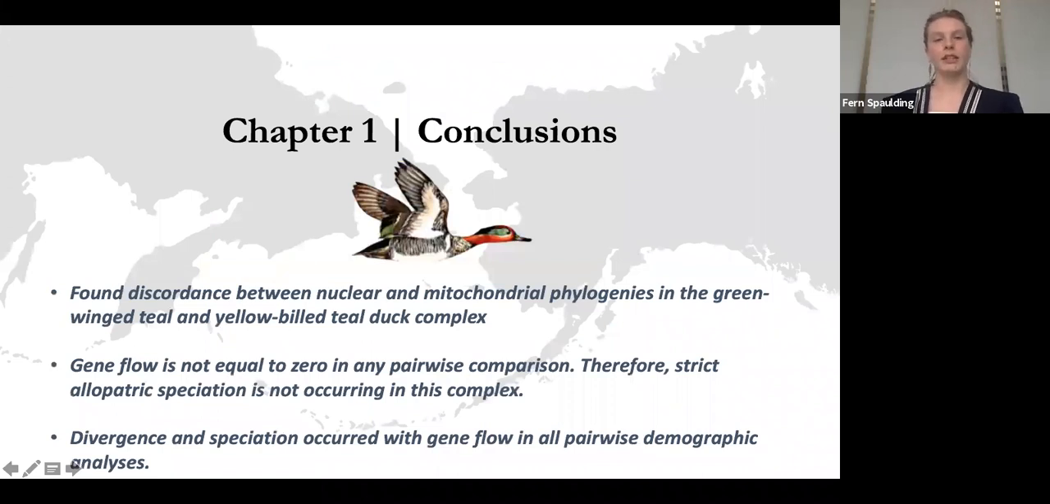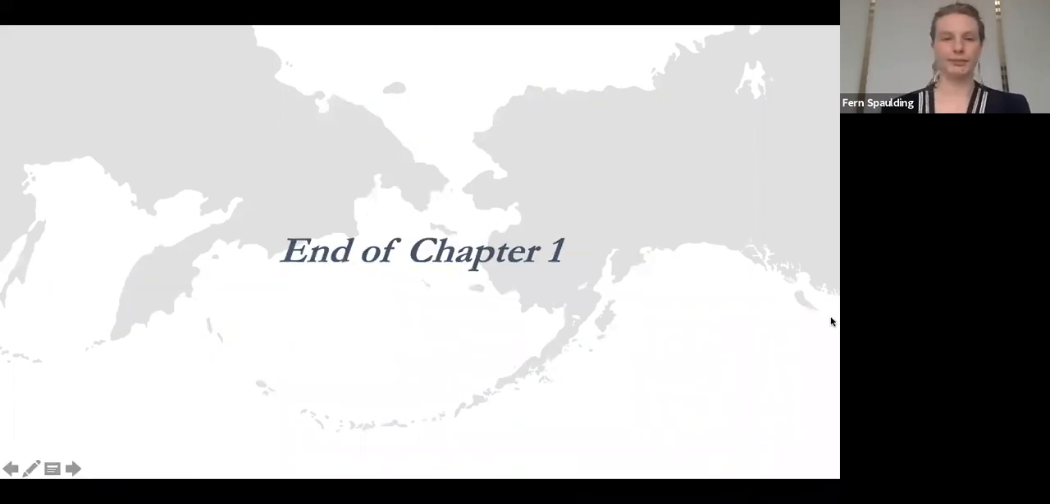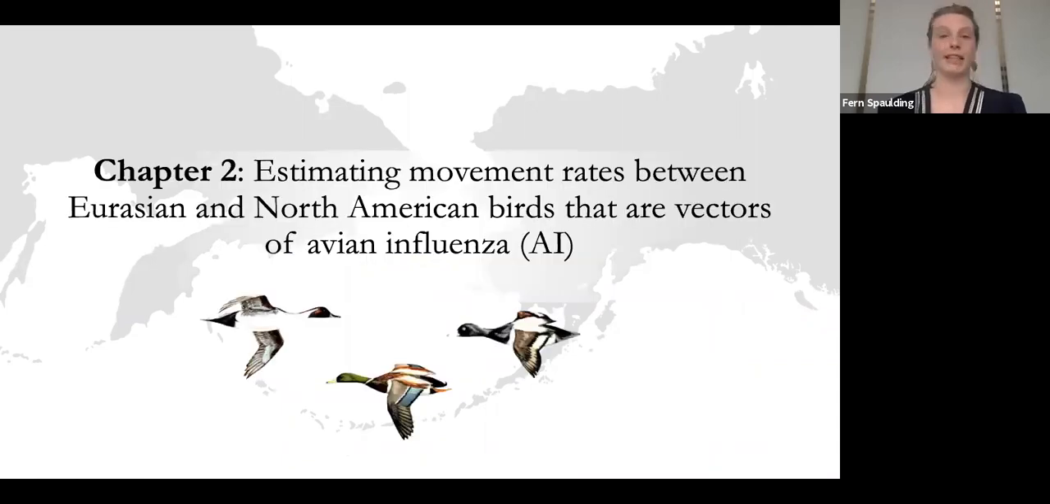So our chapter 1 conclusions: we found discordance between nuclear and mitochondrial phylogenies in the green-winged teal and yellow-billed teal duck complex. Again, gene flow is not equal to 0 in any pairwise comparison, and therefore strict allopatric speciation is not occurring in this complex. And finally, divergence and speciation occurred with gene flow in all pairwise demographic analyses. And that is the end of my chapter 1.